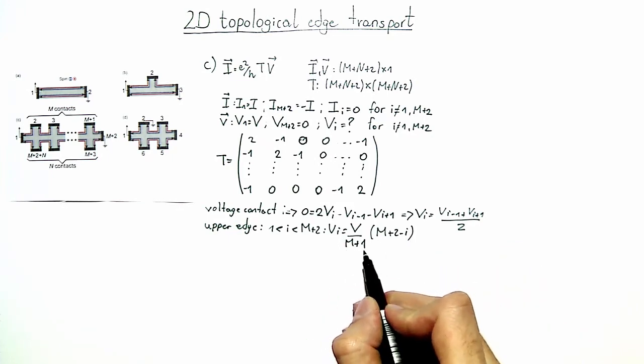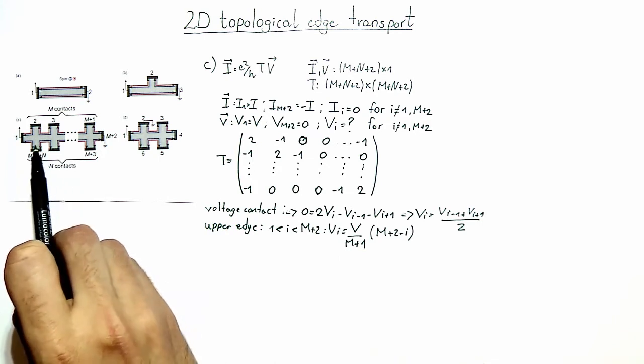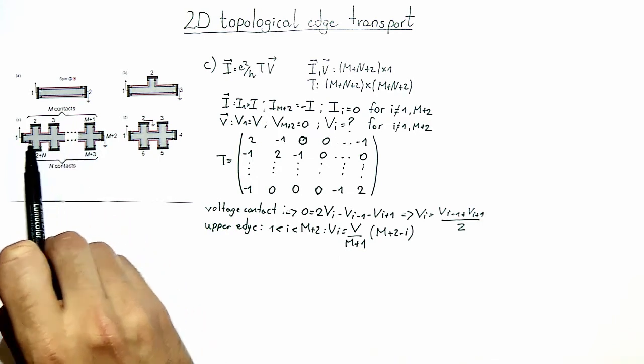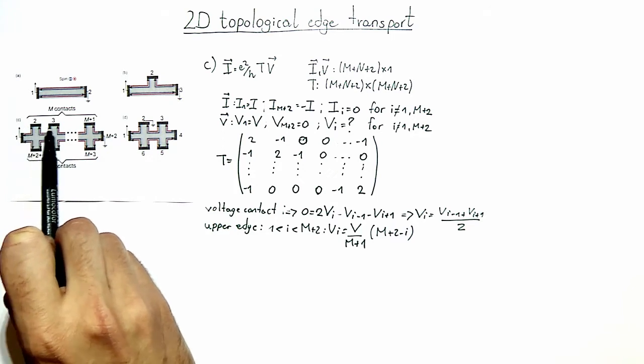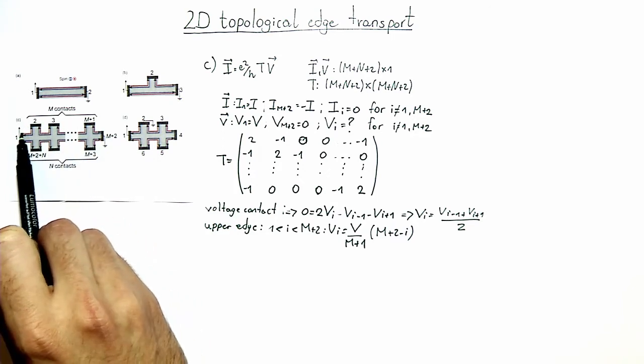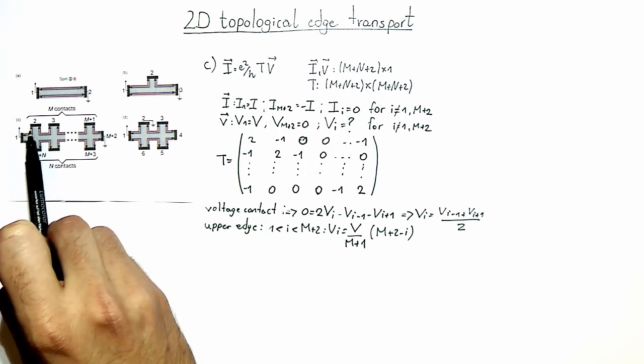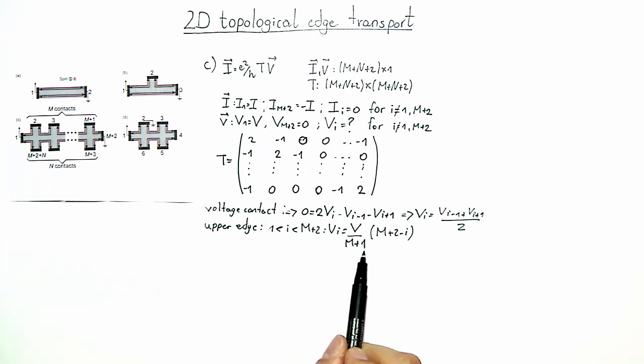So m plus 1, by the way, is the number of edge segments along the upper edge. Here along the upper edge we have m contacts, but the number of segments, so this would be a segment, the segment between contacts 1 and 2, their number is m plus 1. So that's this m plus 1.